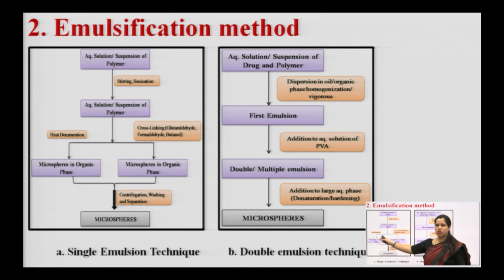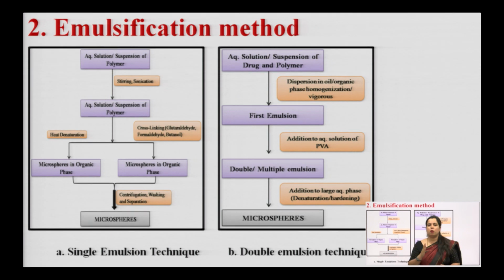We can apply heat, through which denaturation of the polymer phase occurs, or cross linking using glutaraldehyde, formaldehyde, or butanol. These solvents are considered cross linking agents. So microspheres in the organic phase are developed through heat denaturation, and also through cross linking. Both ways we can have microspheres in the organic phase, followed by centrifugation, washing, and separation of the microspheres.